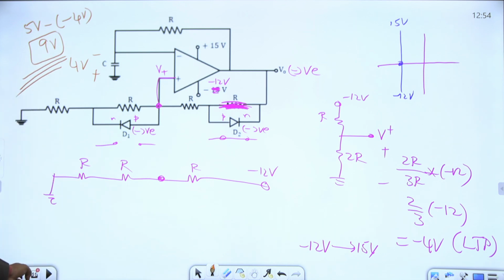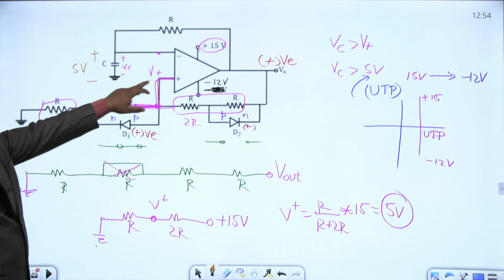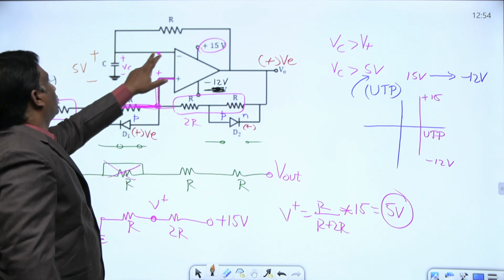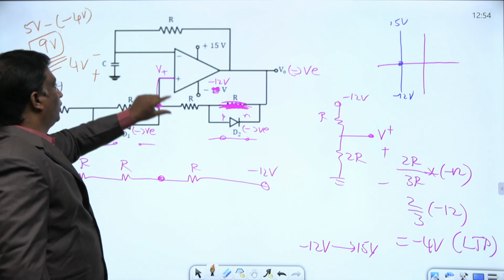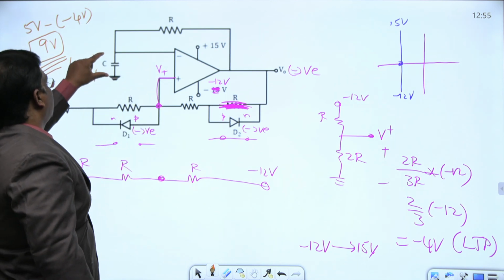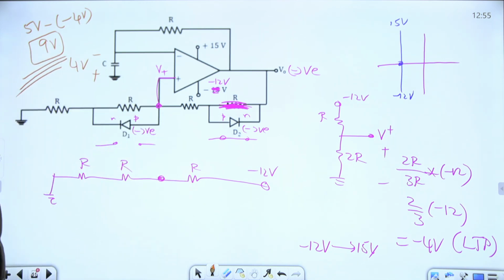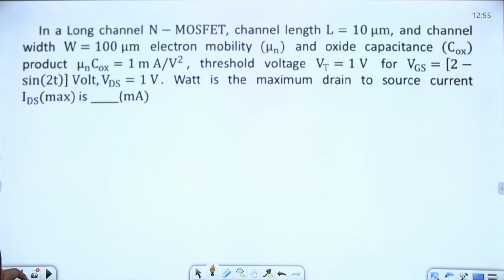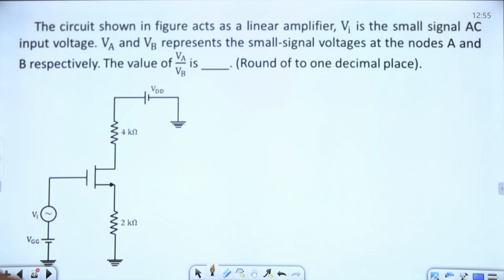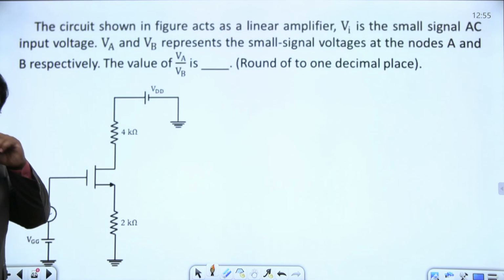In this case, V plus is 5 volts, this capacitor also charged to 5 volts. In this case, V plus equal to minus 4 volts, this capacitor charged to minus 4 volts. And they asked us what is the difference between these two. Answer: 9 volts is the right answer.